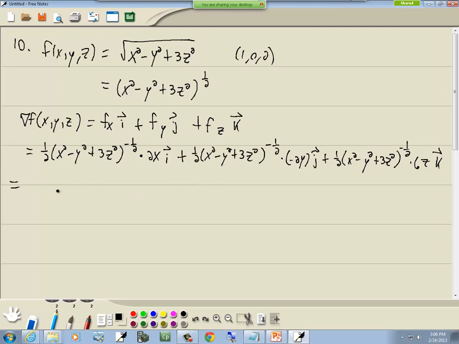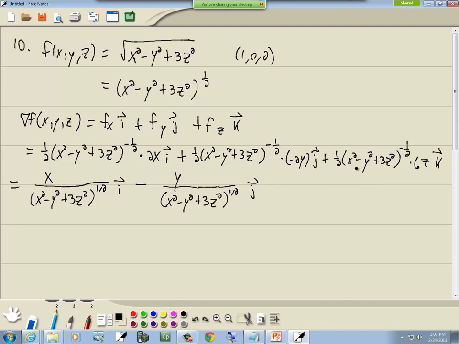Which gives us that the 2 cancels that 2. So we've got x over the square root of x squared minus y squared plus 3z squared, i. So again, the 1/2 times 2 cancels, the x we put up on top, and the negative 1/2 we take downstairs. Plus, minus, we've got a negative here, 1/2 times 2 drops away, and we've got y on top over the square root of x squared minus y squared plus 3z squared, j. And then 1/2 times 6 gives us 3z over the same thing. Okay.